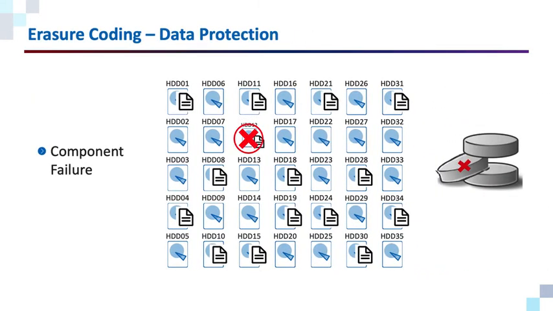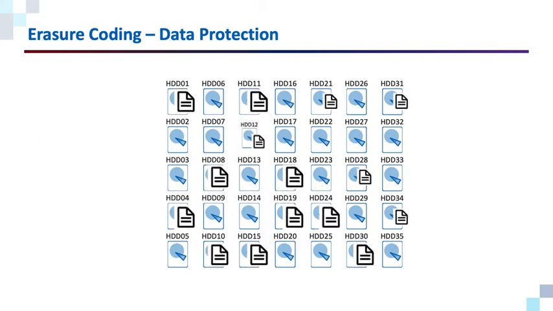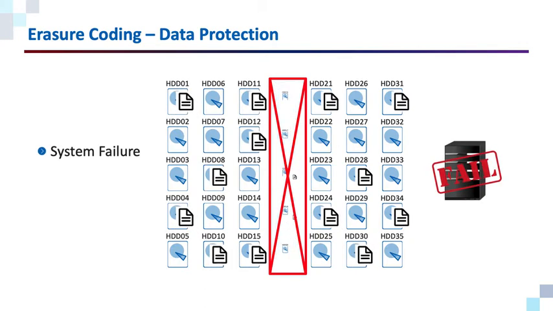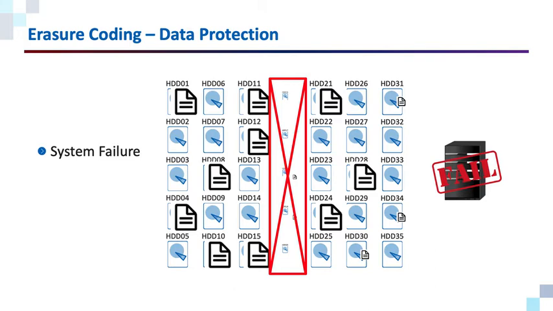Let's say we lose a component. In this case, we lose a drive. Well, we only need 10 parts to reconstruct our original file. In this case, we could lose 5 of our 15 parts and still reconstruct the file. What about a node failure? With bit spread, these parts are distributed in such a way that even with a node failure, we still have enough parts to reconstruct the original file.